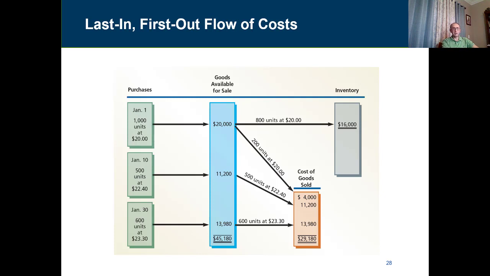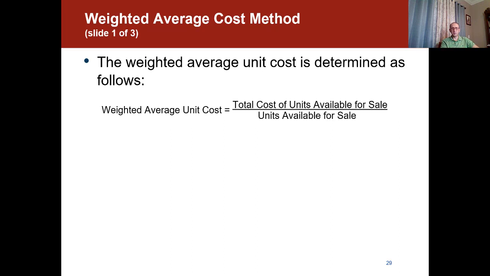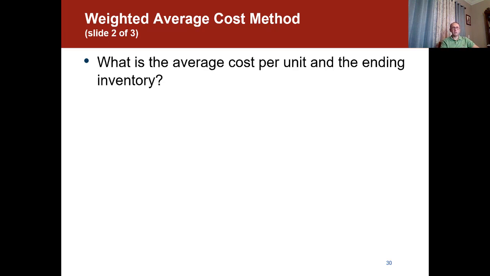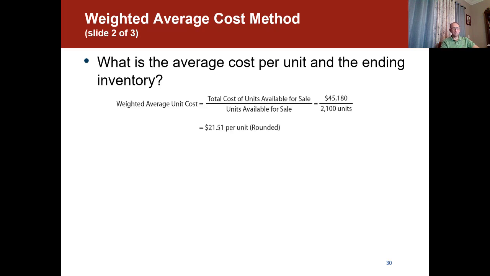But finally, let's see the weighted average method. And again, it's very simple because we're not doing a running weighted average, it's just once. It's calculated as follows: we get the total cost of units available for sale divided by units available for sale. So what is the average cost per unit and the ending inventory? The weighted average unit cost would be equal to 45,180, which is the cost of goods available for sale, divided by 2,100 units, which were the number of units available for sale. And now we got a new weighted average unit cost, which is 21.51.